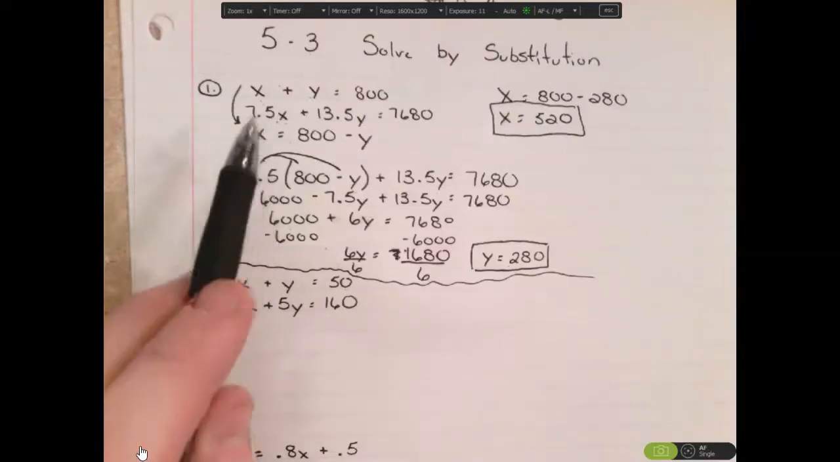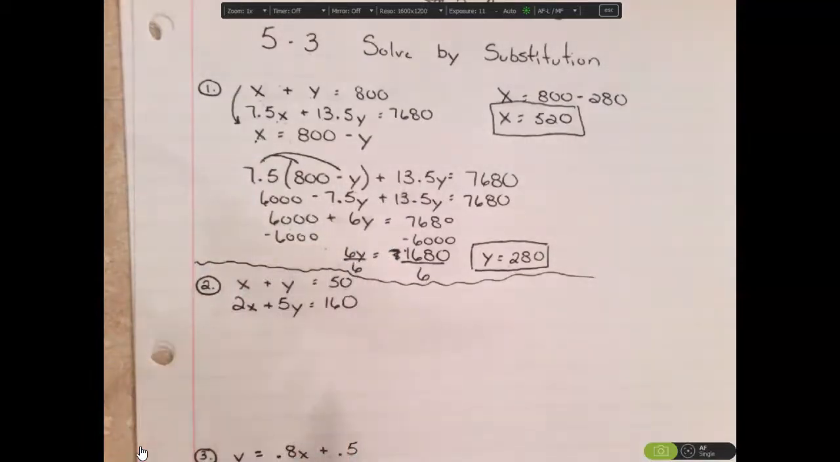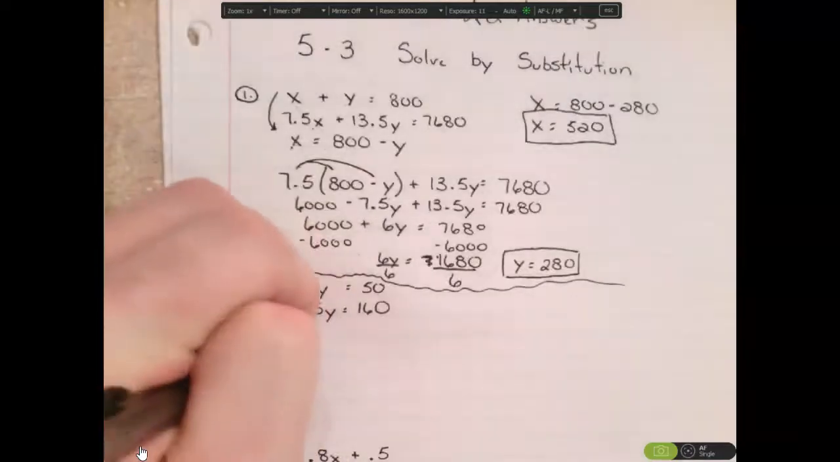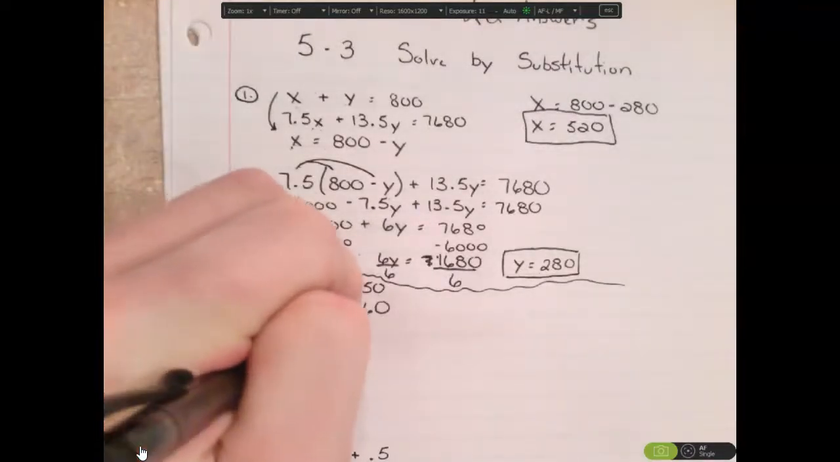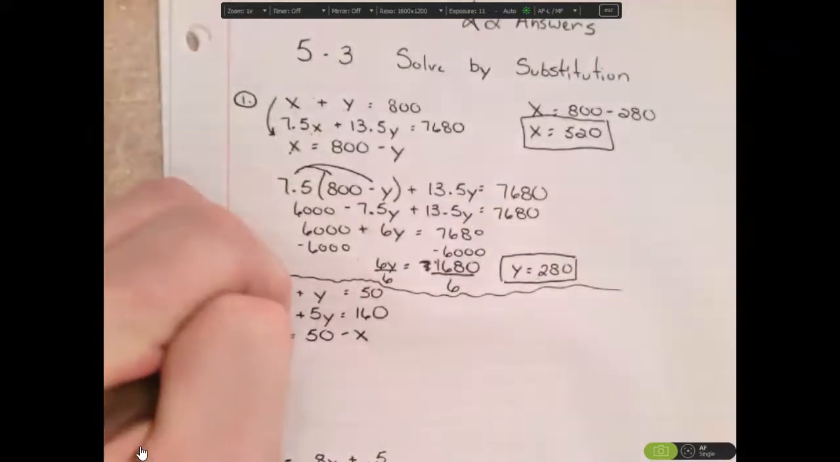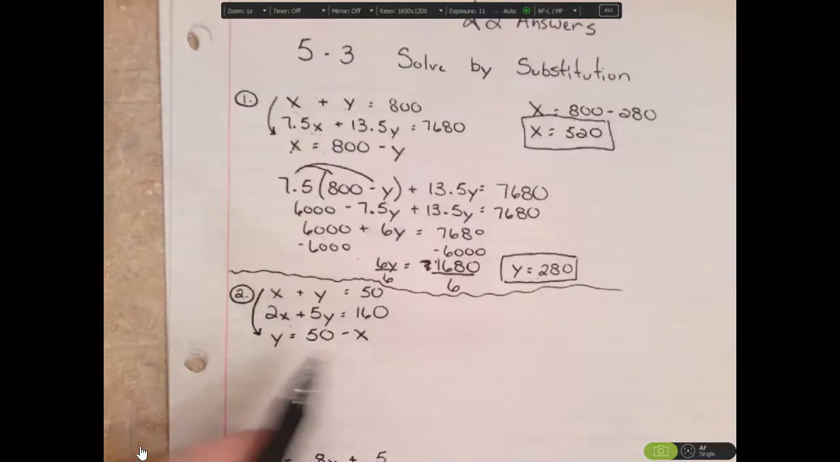Now in the first equation, I got it where it was x equals. I don't want you to think you always have to get x equals. So on this one, let's get it to where it's y equals. Regardless of how you do this, if you do x equals or y equals, you should still get the same answer. To get it where it's y equals in my first equation, I'm going to take x, subtract it to the other side because it's positive. So I'm left with y equals 50 minus x.